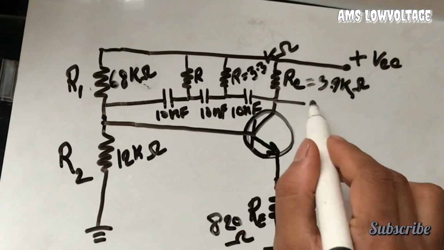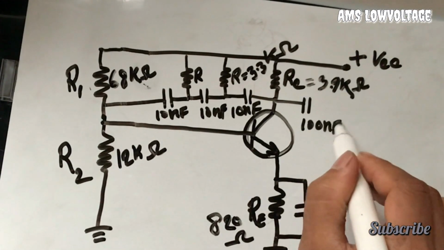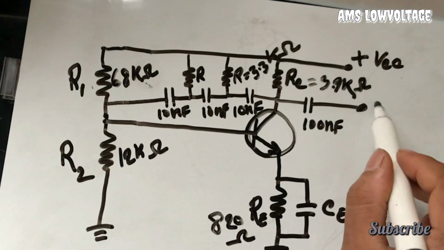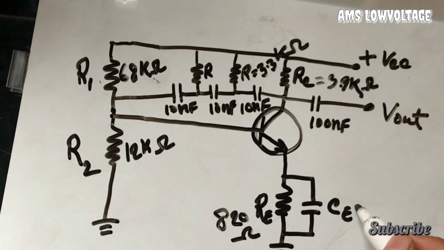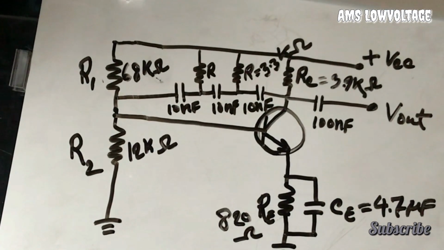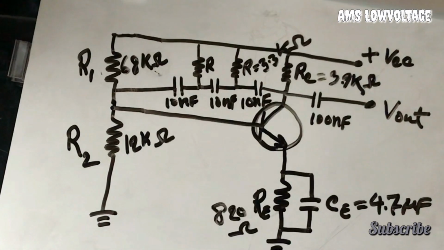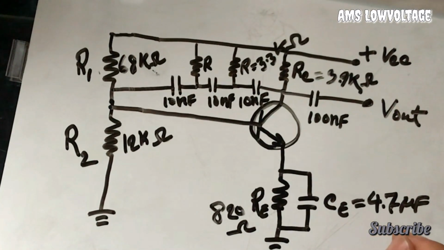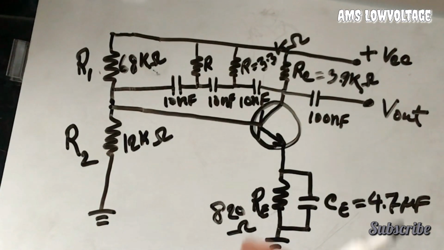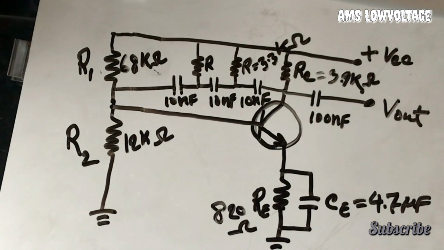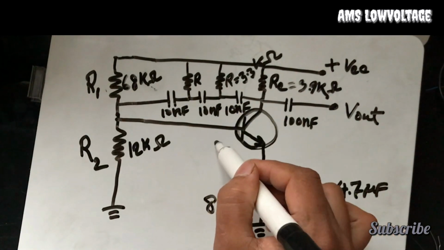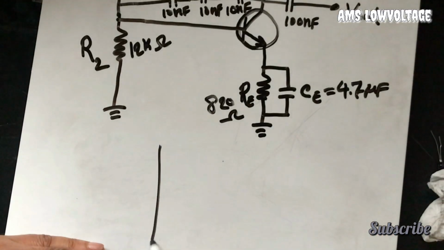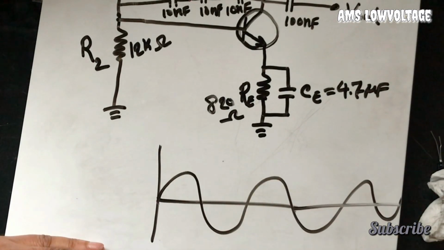So that's it. And then for the final output, we can use a 100 nanofarad capacitor. This bypass capacitor should be 4.7 microfarad to get the proper amplification. If you put 4.7 microfarad there, you will definitely get more than 29 gain for this total amplifier. So let's see practically on the bench how this works. Without any external input, this circuit will give you the sine wave oscillation.